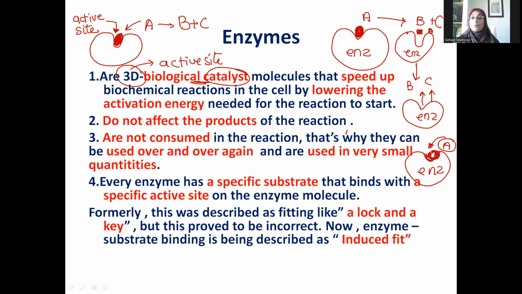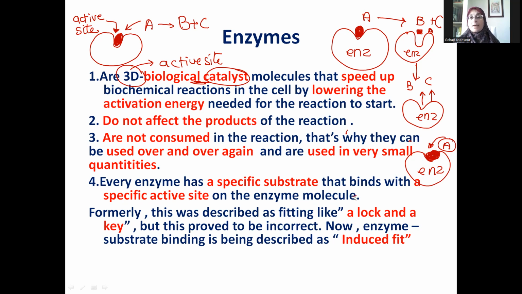Okay, so enzymes are not consumed in the reaction. That's why you can use them over and over again, because since it's not consumable, you can reuse it. And since it's not consumable, you can just use a very small amount of the enzyme because it will not disappear from the medium of the reaction.